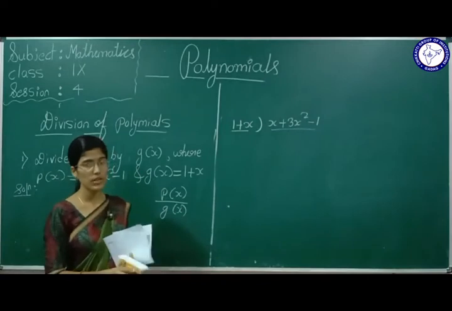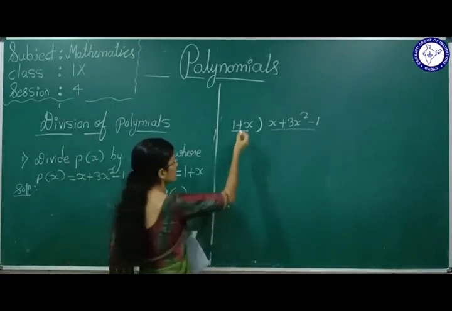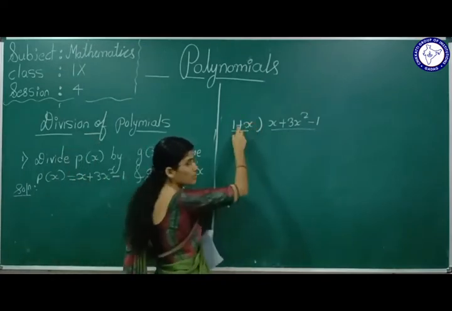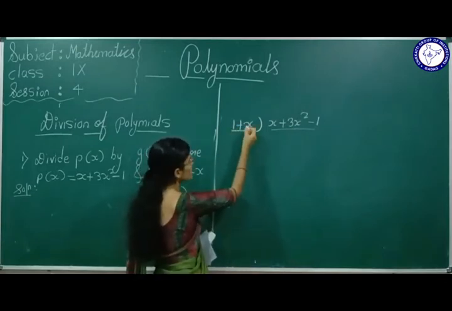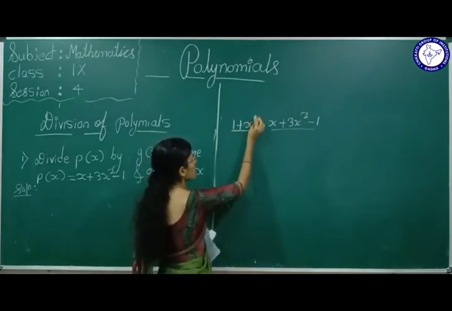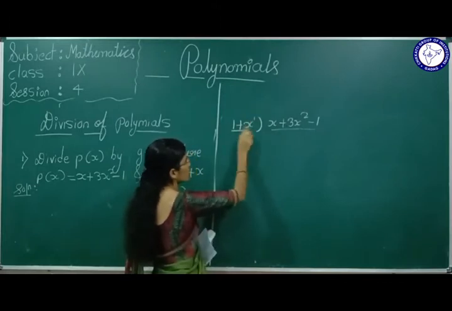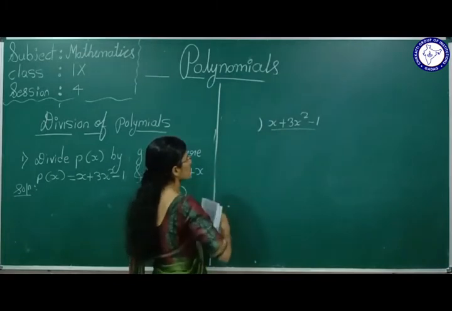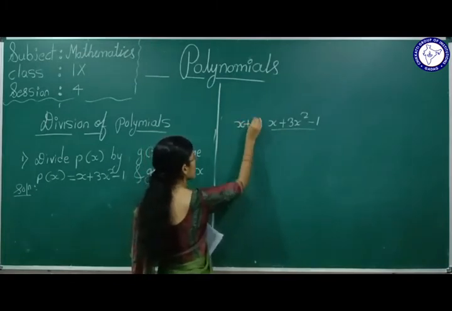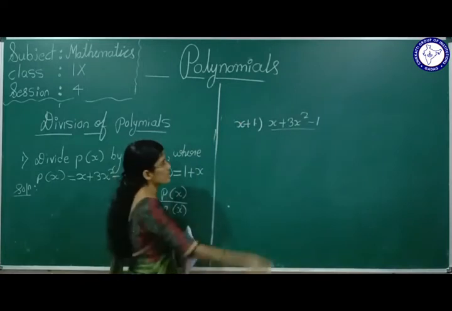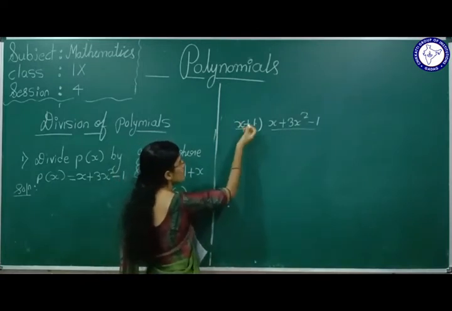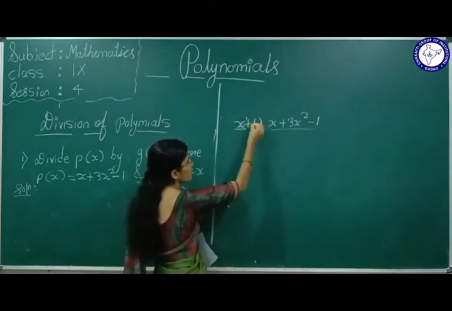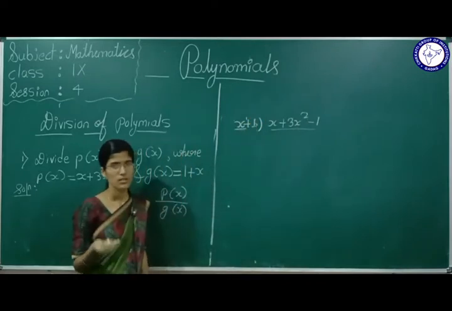Step number 1: see here students, the variable is x. This is a polynomial. See what is the power of this? 1. Now see here, this 1 plus x, you should write as x plus 1. The degree, or you can say the power of x here, is 1. And what is the power of a constant number? It is x raised to 0.